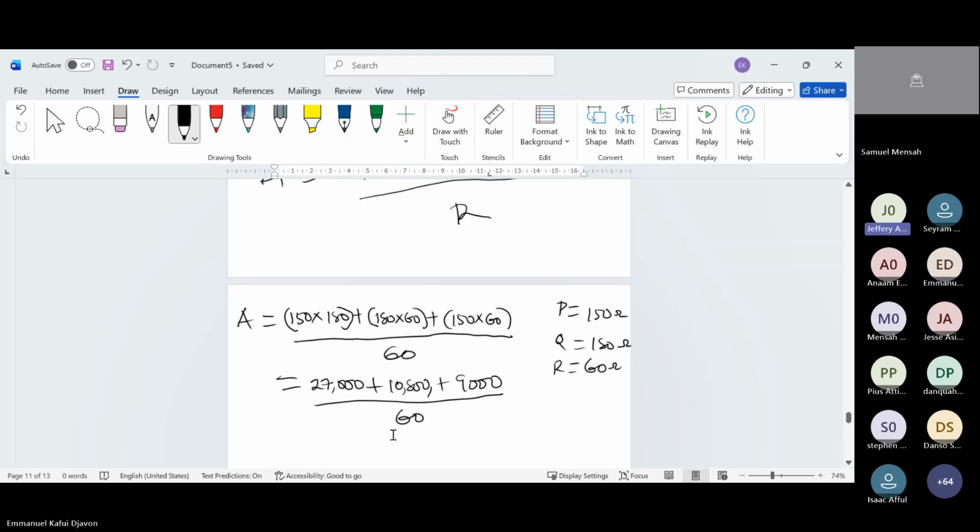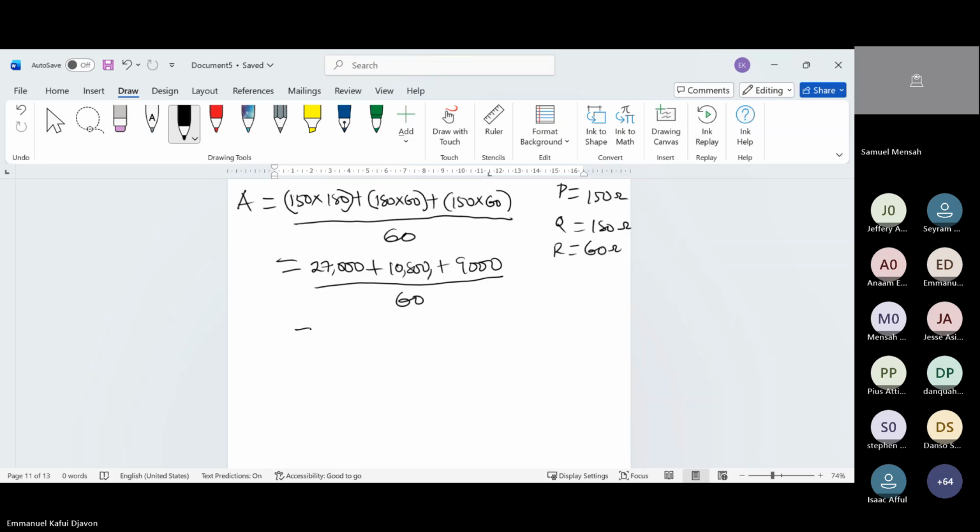So, what would that give us now? The sum is 46,800. 46,800 divided by 60 will give us 780. 780 ohms.